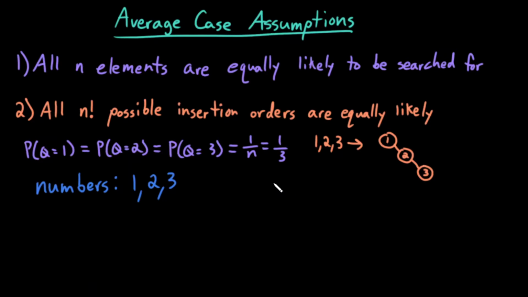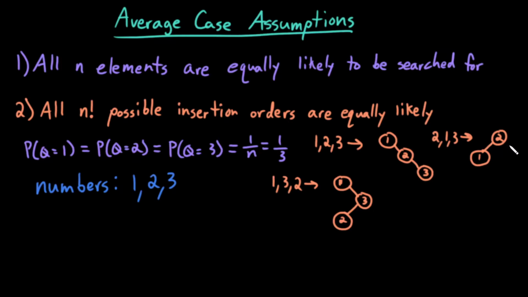I could do 1, 3, 2. So 1 is the root. Then 3 is greater than 1, so I would make it the right child of 1. Then 2 is greater than 1, so I traverse right. It's less than 3, so it's the left child of 3. I could have 2, 1, 3. So 2 is the root. 1 is less than 2, so it becomes the left child. 3 is greater than 2, so it becomes the right child.